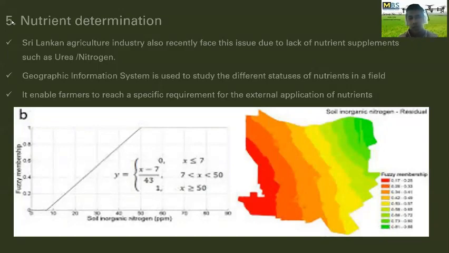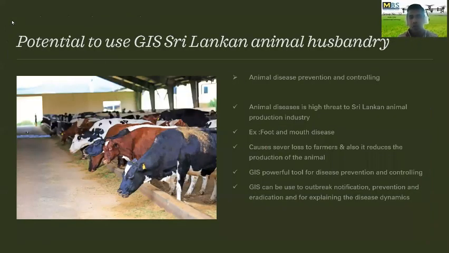Next slide, I describe how to use GIS and its potential in animal husbandry. We know that animal husbandry faces a lot of problems related to animal diseases. It gives losses to farmers and at the same time reduces the production of animals. As an example, we know epidemic foot and mouth disease, which affects farmers mostly.